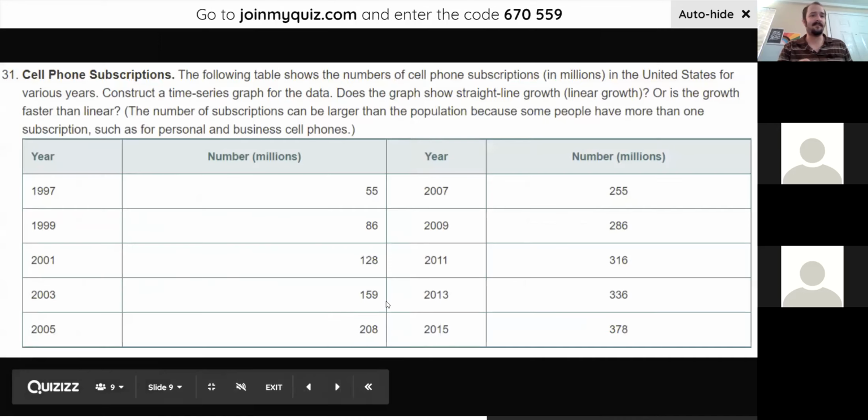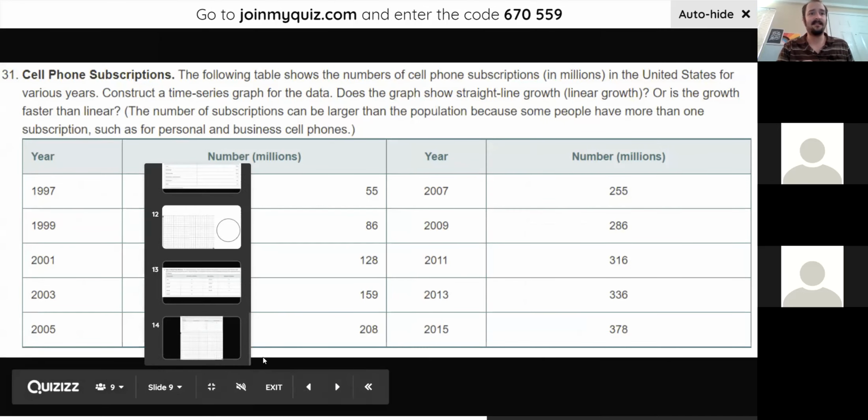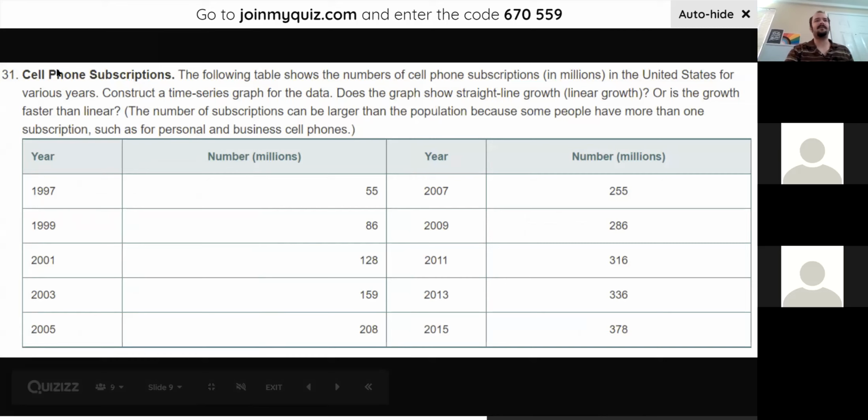Okay, carrying on. Where are we on? Slide 9 of, okay. Doing decent. All right, so what are we doing now on this thing? Cell phone subscriptions. Oh, man. It wasn't that long ago, man.